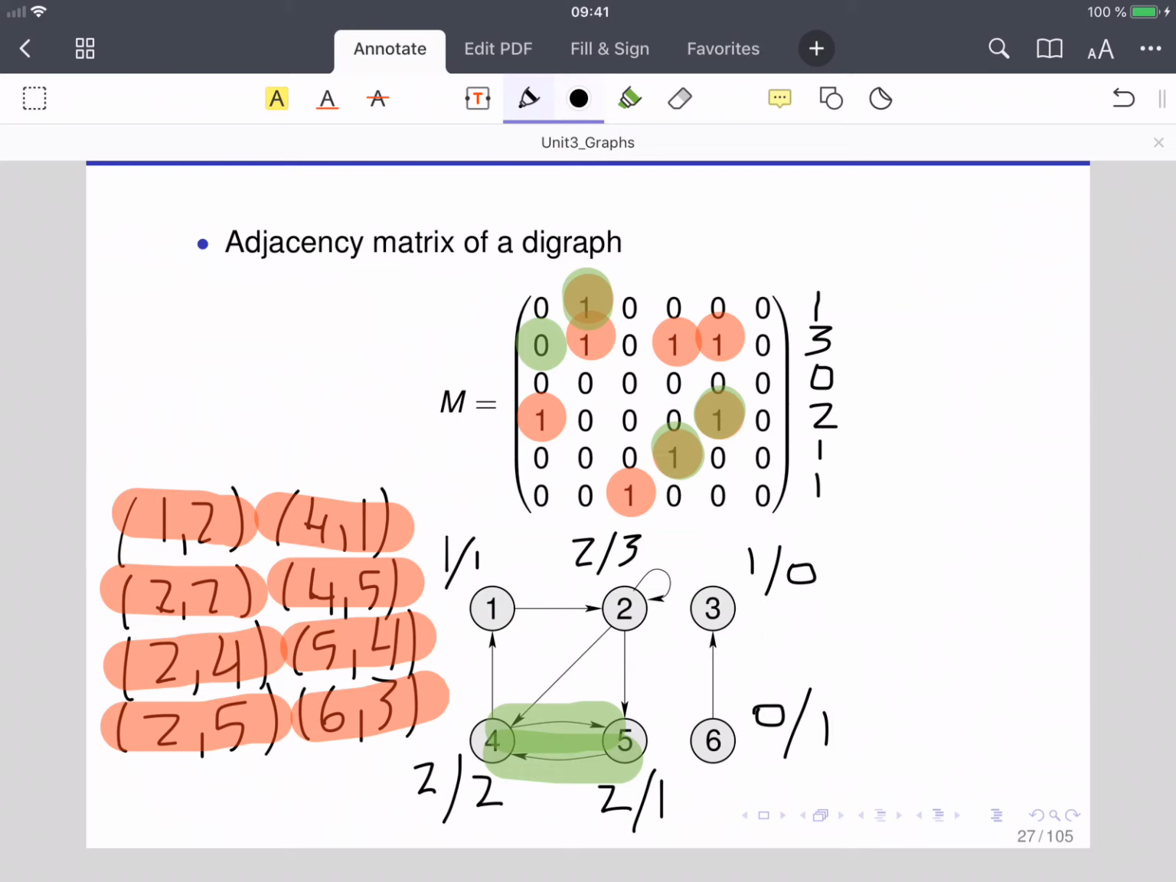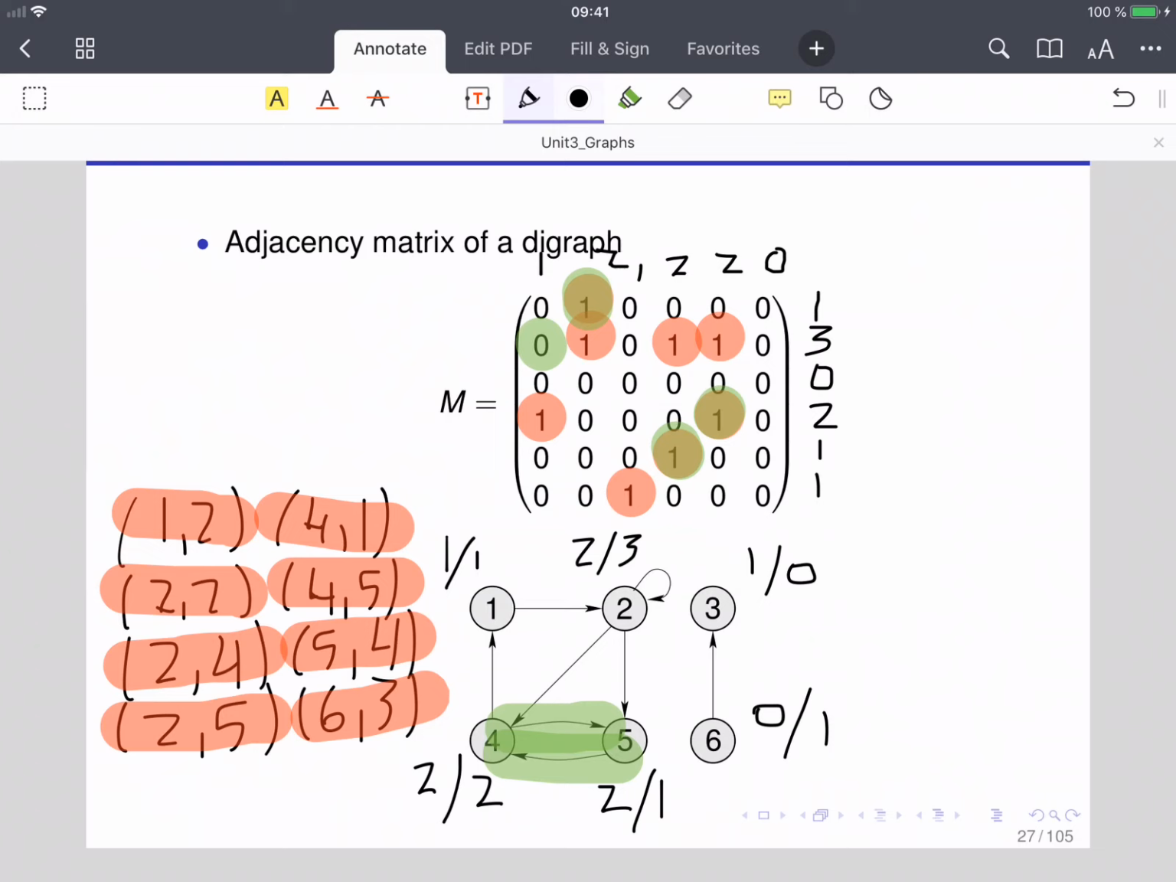Okay, so that is the in degree. In the case of this matrix, if we compute the sum of this column, we obtain 1, and that is the in degree of 1. In the case of the second column, we obtain 2, that is the in degree of 2. In the case of 3, we obtain 1, that is the in degree of 3. In the case of 4, we obtain 2, the in degree of 4. For 5, we obtain 2, its in degree, and for 6, we obtain 0, and that is exactly the in degree of 6.